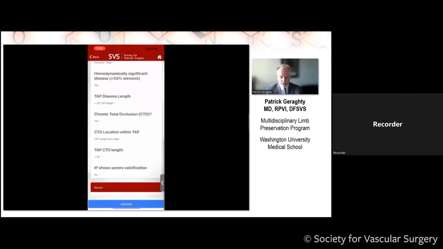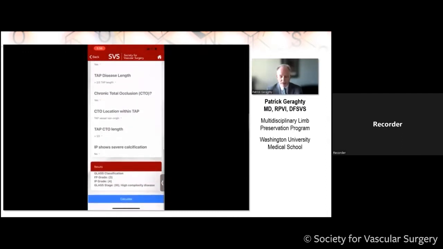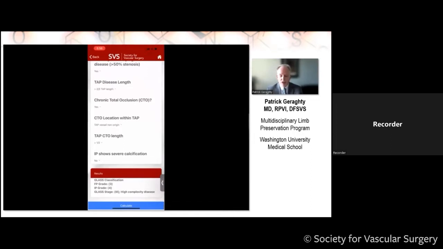So as we recalculate, we will see that this yields a different answer. Now we're at a GLASS stage 3 if we choose to perform endovascular revascularization of that target arterial path going down the posterior tibial as the desired outflow vessel rather than the peroneal artery.